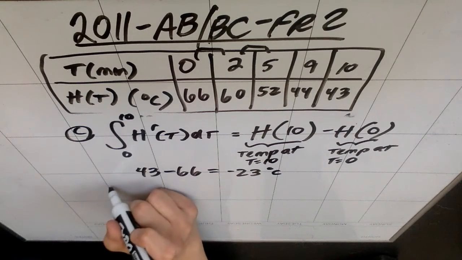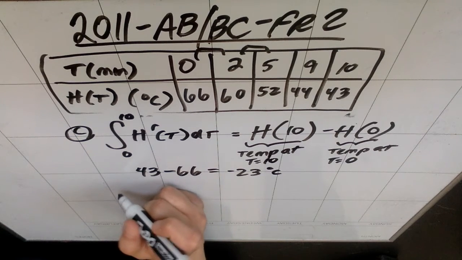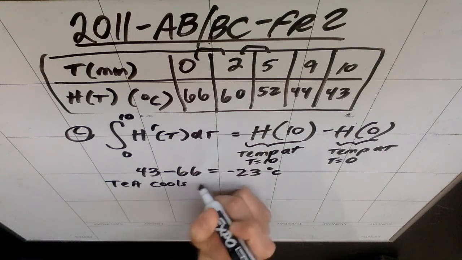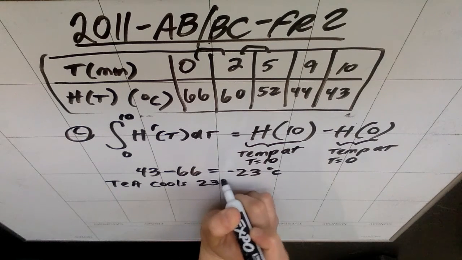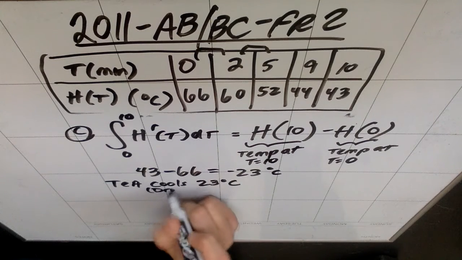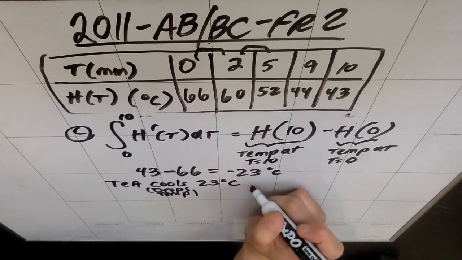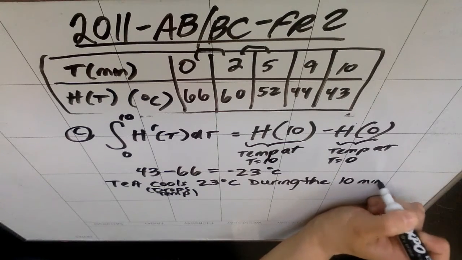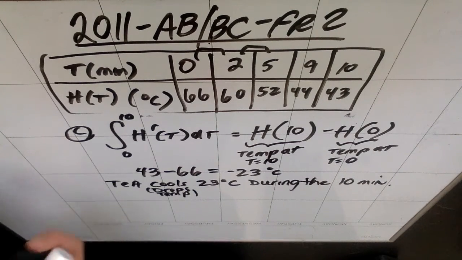So what this represents is that the tea has cooled or dropped 23 degrees Celsius, right? So the tea cools 23 degrees Celsius, or you could say, I think they say drops, like temp drops. Cools 23 degrees Celsius during the 10 minutes, right? Because it's the difference from the starting temperature and the ending temperature, and that difference is a negative 23 because the tea cools by 23 degrees, or the temperature drops by 23 degrees, or however you want to say it. But essentially, this is the net change in temperature over those 10 minutes.